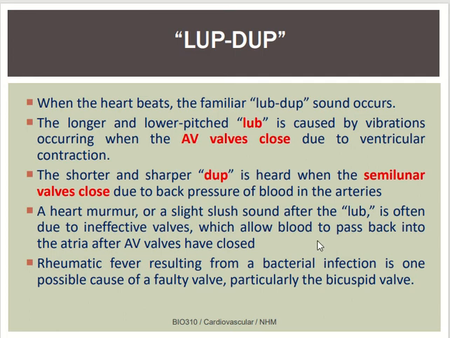There are two things that cause faults in the heartbeat. The first is what we call a heart murmur. The heart murmur is often due to an ineffective valve, which allows the blood to pass back, meaning the valve is not really closed, and it causes the blood to flow back to its original place.